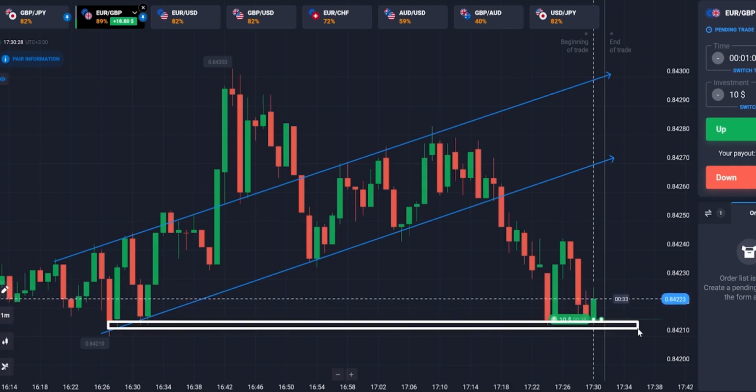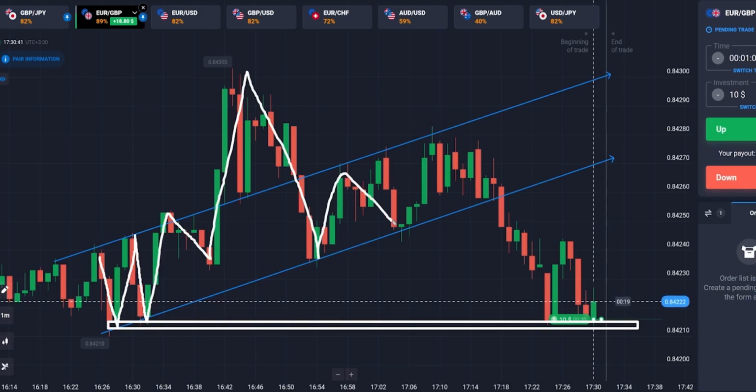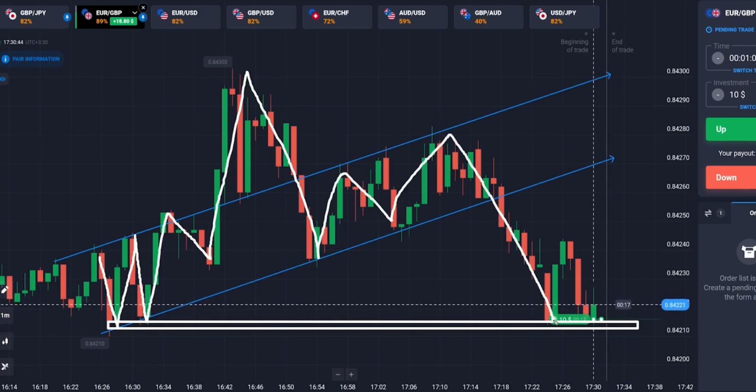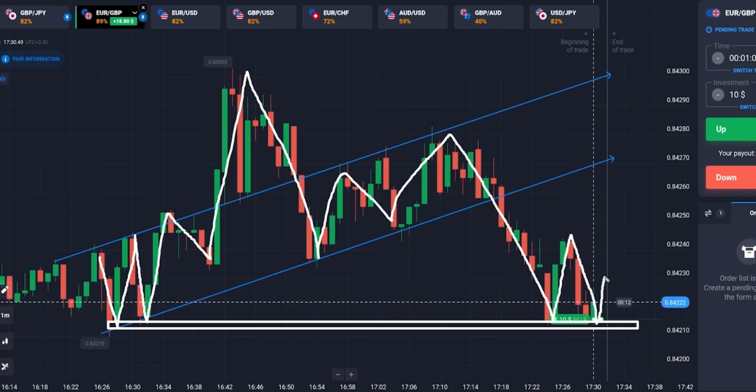Here, we consider this our SNR zone. The candles reached it, reacted, and reversed. The same thing happened again. The market went up, and then on the pullback, you see, this was the third touch. On the fourth touch, we took a buy trade, which is almost coming to an end now, and we managed to make a good profit.